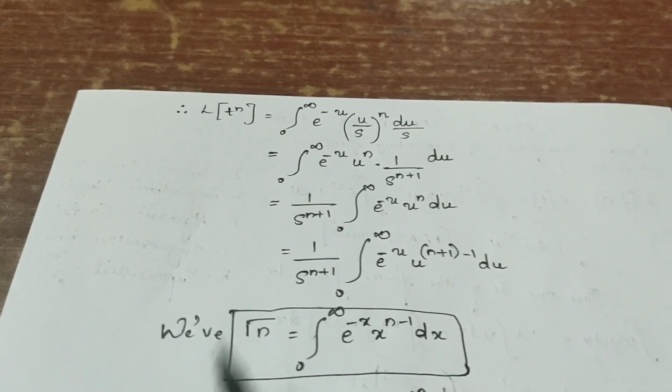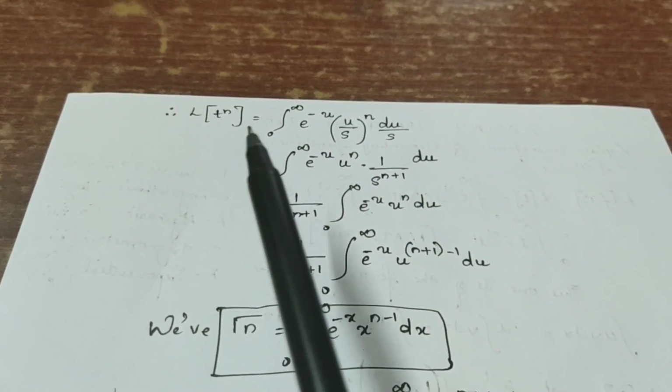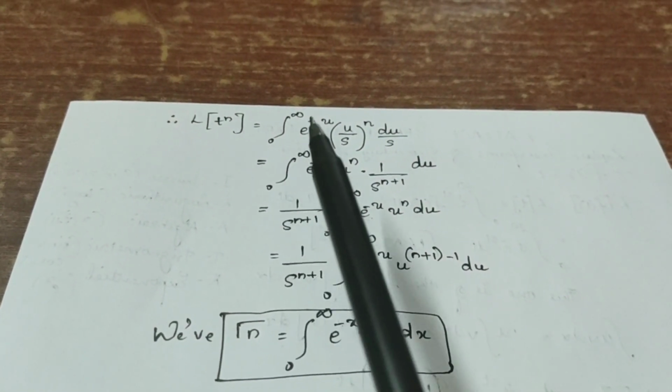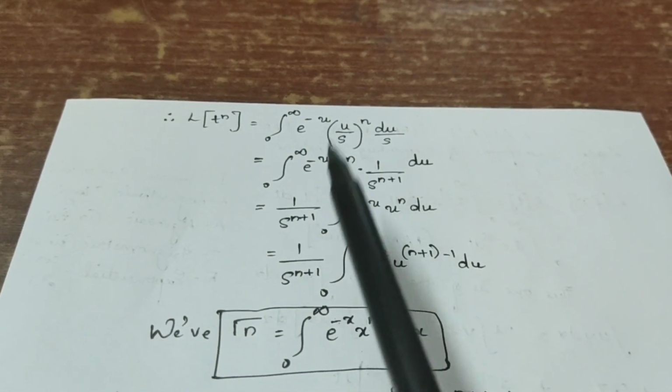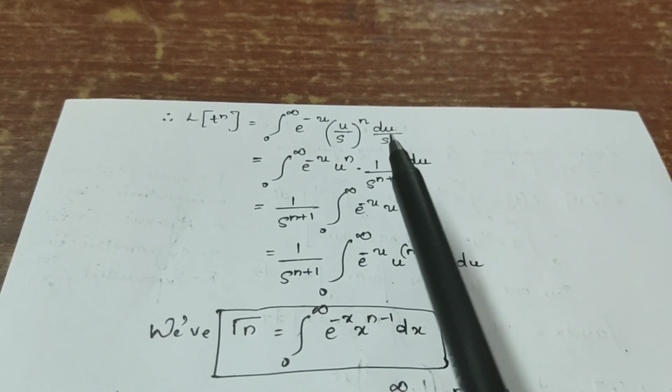After substitution, we get Laplace of t raised to n equal to integral 0 to infinity e raised to minus u into u by s raised to n du by s.